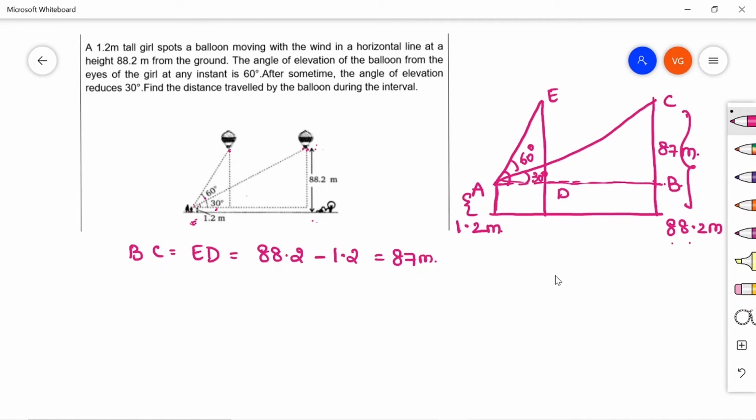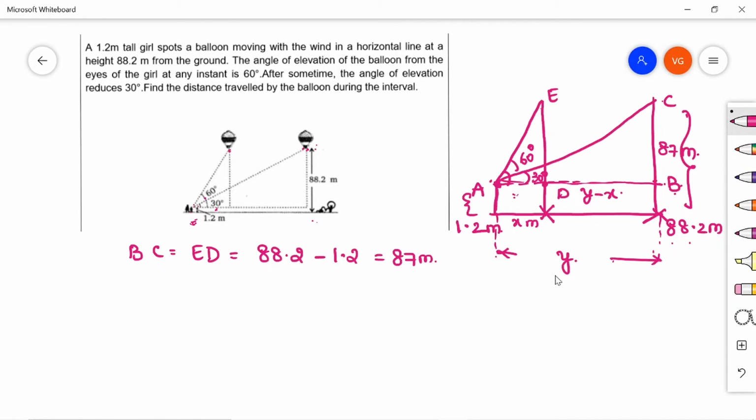Let us say from A to D, where she observed the first time, the distance is x meters, and the second time she observed at a distance of y meters. They asked you to find the distance traveled by the balloon, that is BD, which is y minus x. Again, same story, try to write down the angles here. From triangle AED one relation you can write down, and from triangle ACB another relation.